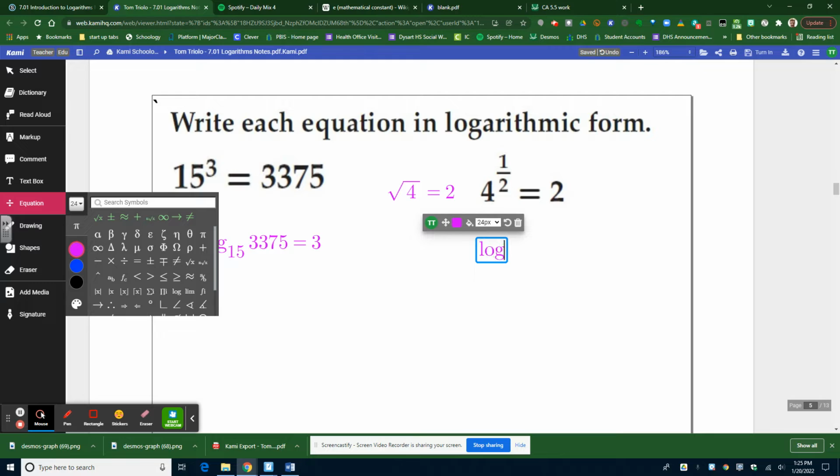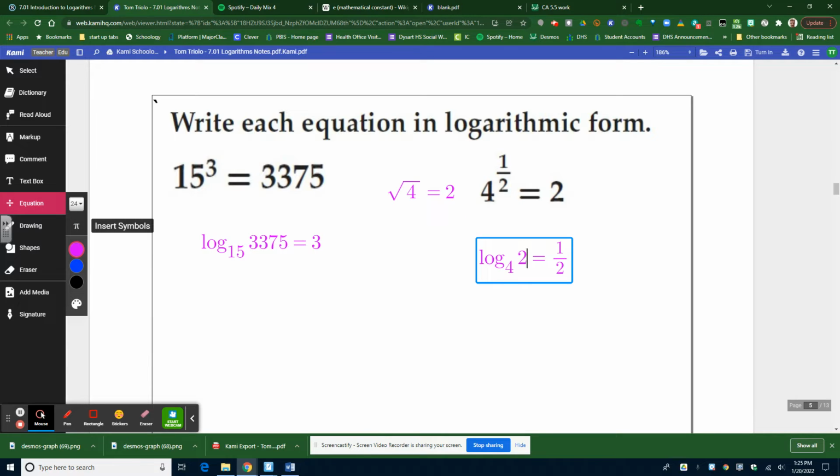Log, underscore, the base is 4. My exponent is 1/2, and then I backtrack. So 4 to the 1/2 power equals 2, or log 2 base 4 equals 1/2. Questions so far? Not too bad.